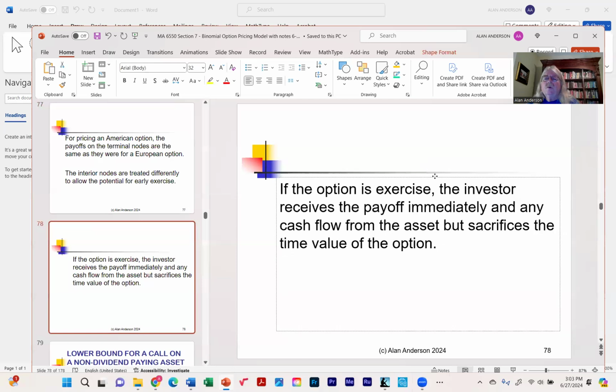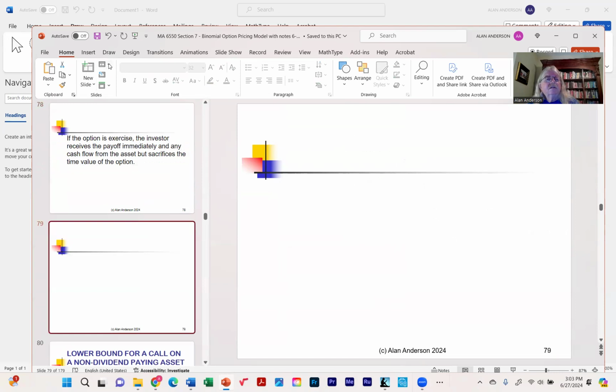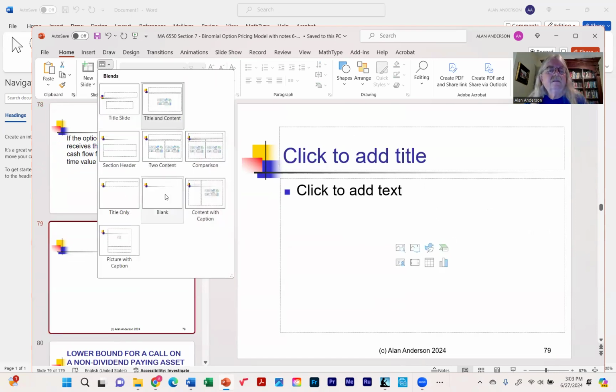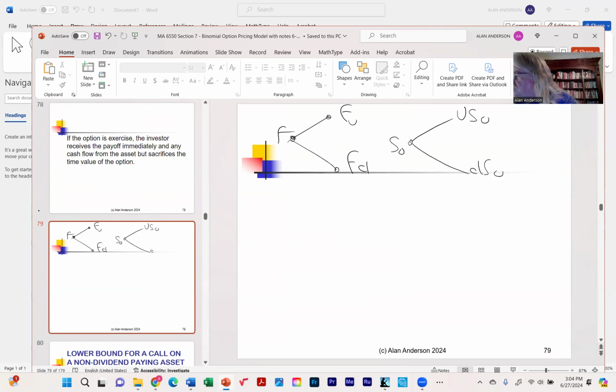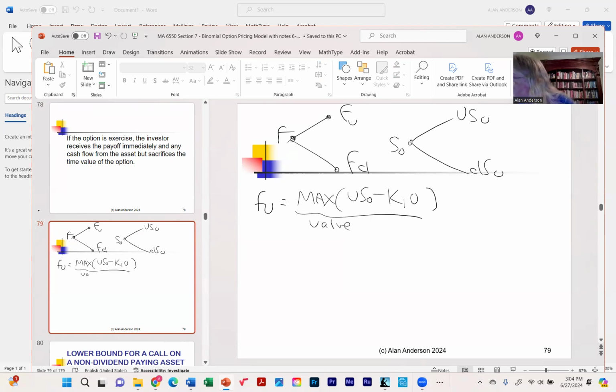So what happens is we're going to combine these payoffs in the following way. So for example, at FU, what we know from before is that the payoff is the max of US0 minus KN0. That assumes that we exercise the option at that point on the tree. Oh, I'm sorry, we're assuming a call here. Value of call if exercised early.